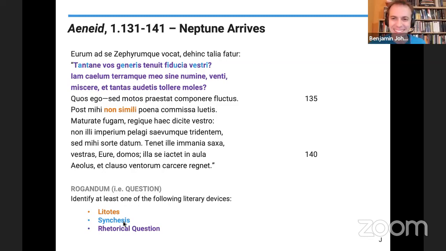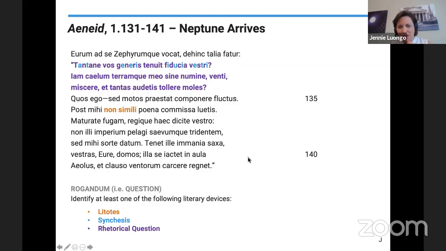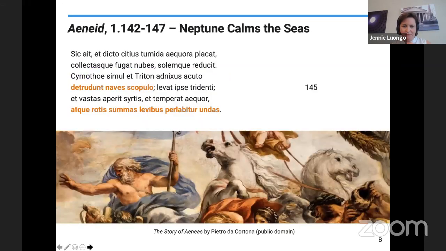Right, exactly. So he tells them to take off, maturate fugam, hasten their flight, and then he tells them what to say to Regi, their king: that it's not his imperium over the sea, Pelagi, that was given to me sorte, by lot. So he's in charge of those inania saxa, your homes, but not in charge of my sea. All right, shall we look at the next one?